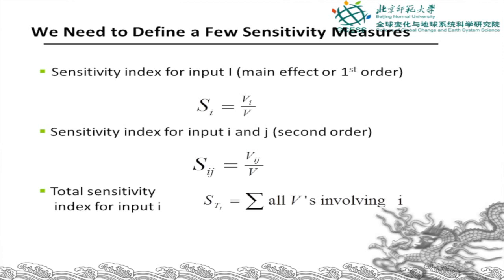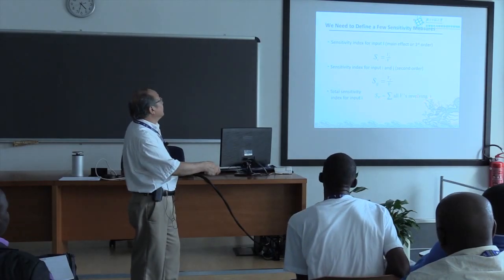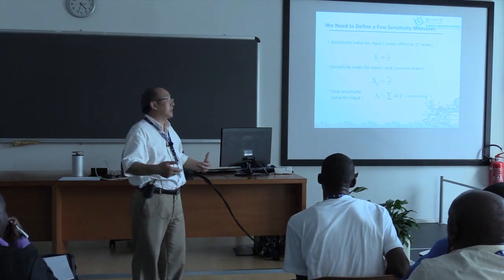The way they do it, this is just some terminology. The sensitivity index, the main effect, is the first order effect: the variance associated with the parameter only, divided by the total variance. So this is the first order effect. Then this is the so-called second order effect: the variance associated with xi and xj divided by the total variance. And then the total effect is all the terms which involve this index.